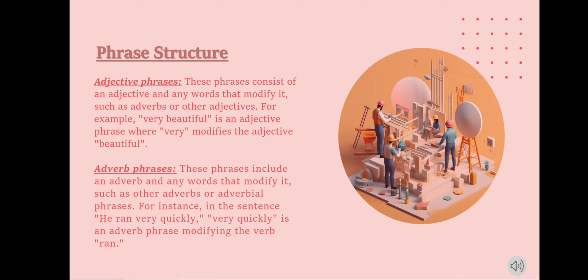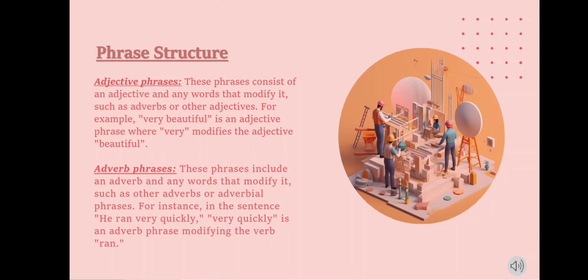Moving to the third type we have, which is adjective phrases. Adjective phrases are groups of words centered around an adjective. They provide additional information about nouns or pronouns in the sentence. Adjective phrases can include other adjectives, adverbs, or even other phrases to modify the adjective. For example, the incredibly talented singer captivated the audience. Incredibly talented is the adjective phrase modifying the noun singer.